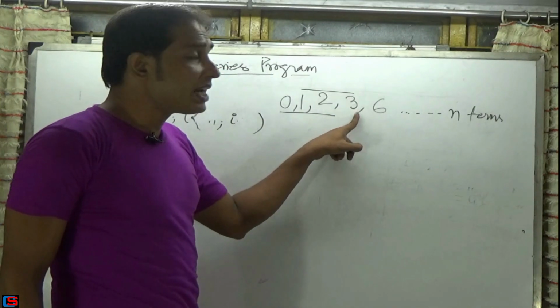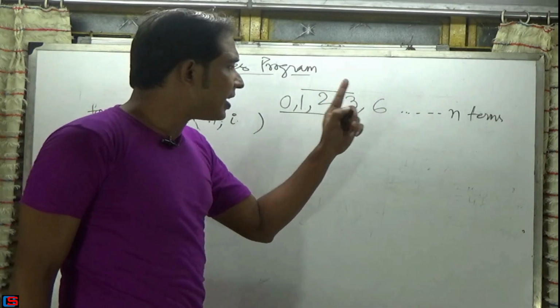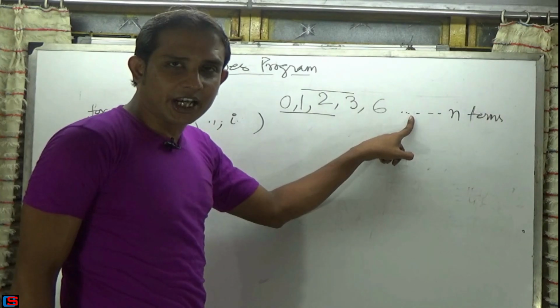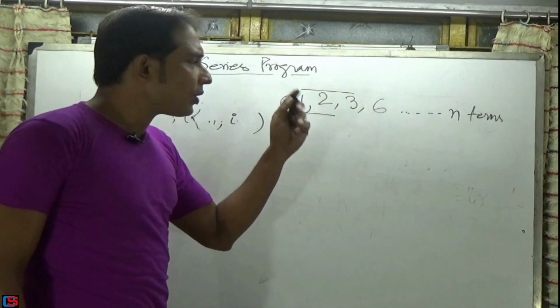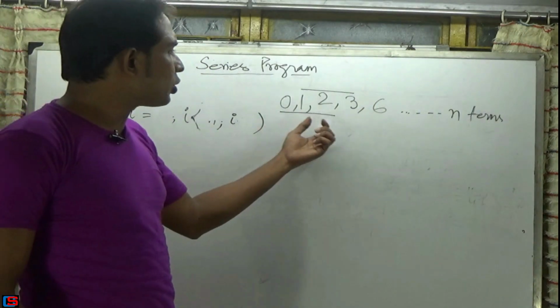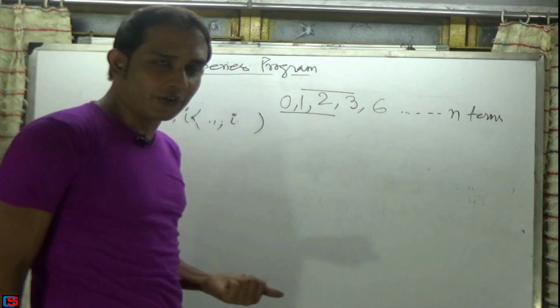And after this, 6 plus 3, it means 9, 9 plus 2, it means 11. So after this, 11 is generated. In this way we are going to print up to n terms of the Tribonacci series.